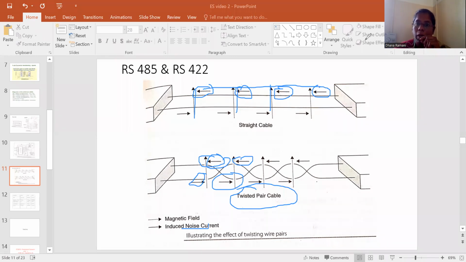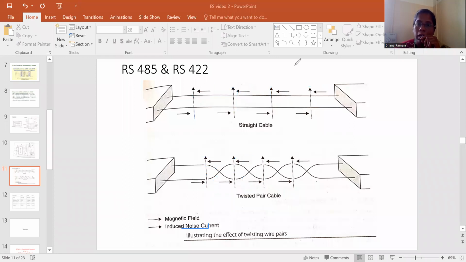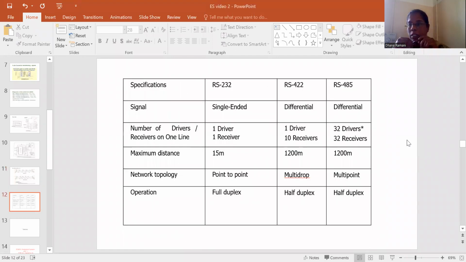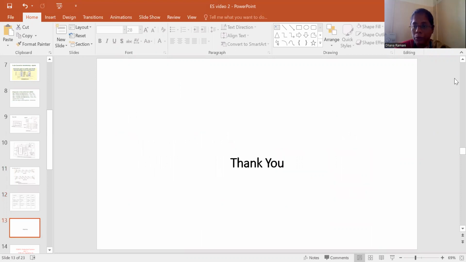So that is why, due to this twisted pair of cables and the differential signaling, we are having more advantages when compared to RS232. So RS485 and 422 will be having these features which will give more advantages when compared to RS232. So this is all about the difference between RS232, 422 and 485. Right, thank you. Thank you so much.